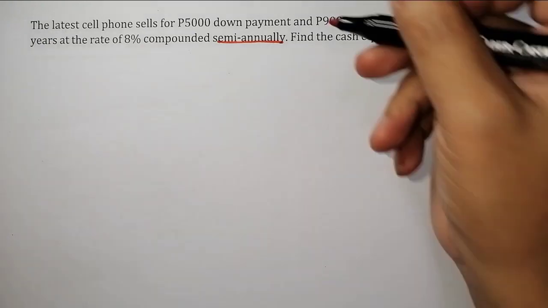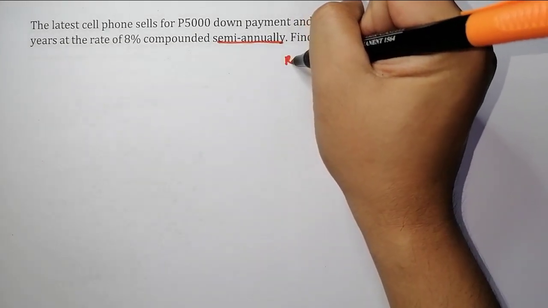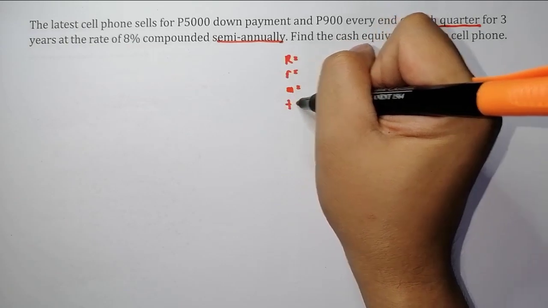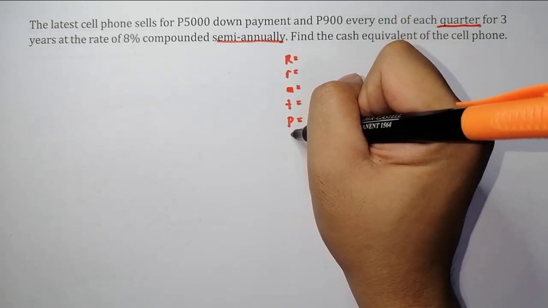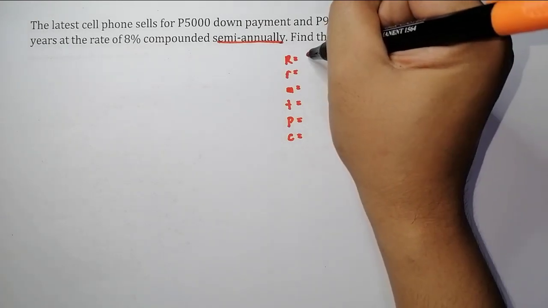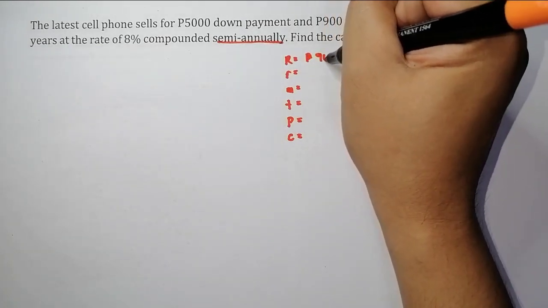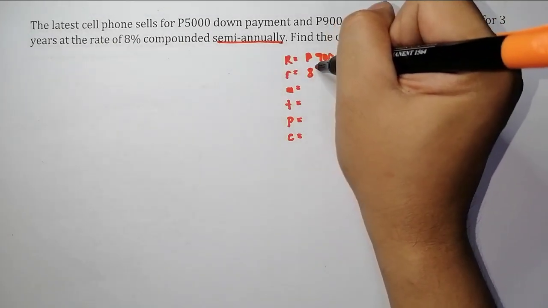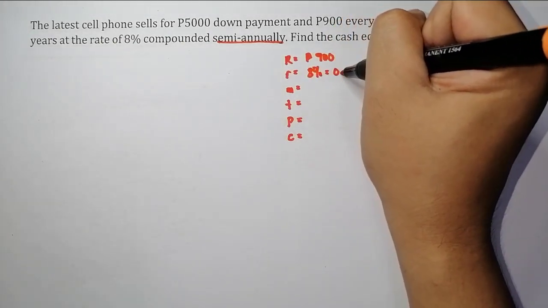So ito ulit yung mga kailangan natin. We need to find the value of R, we have the rate, our M, the value of T, value of P, and the value of C. So in our given here, our regular payment is 900 pesos. Yung rate natin is 8%. So this is 8%, which is equal to 0.08.